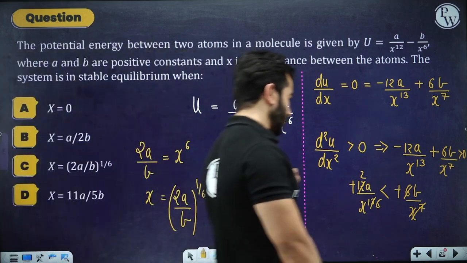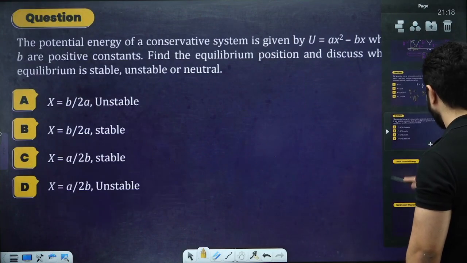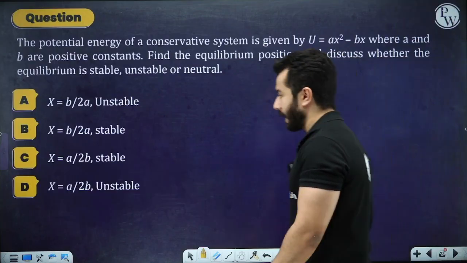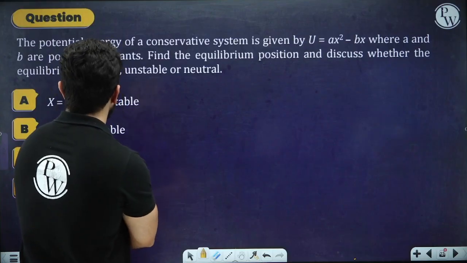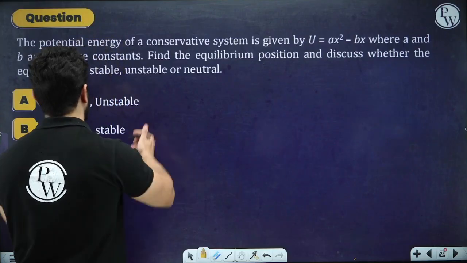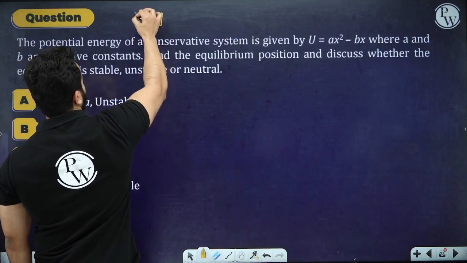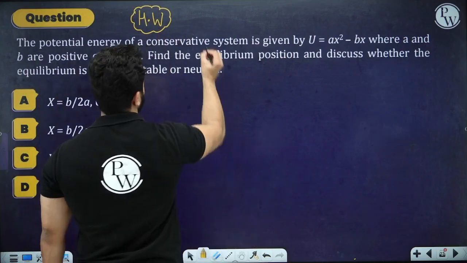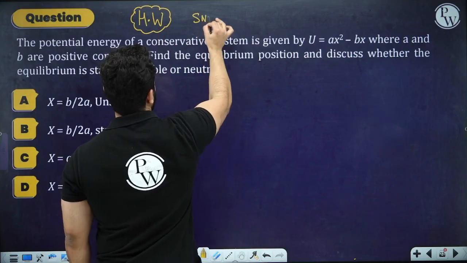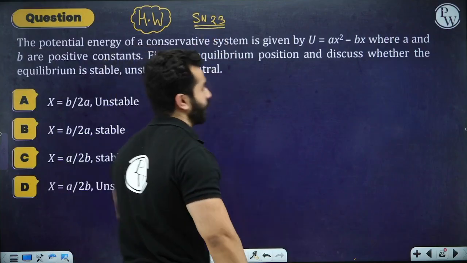Right. So now let's move to another one, and I'll give you one question as homework. You have got a similar type of problem. You have to find whether it is in stable, unstable, or neutral equilibrium. So do this one as homework. Write down the answer in the comment section, and this is from slide number 23.